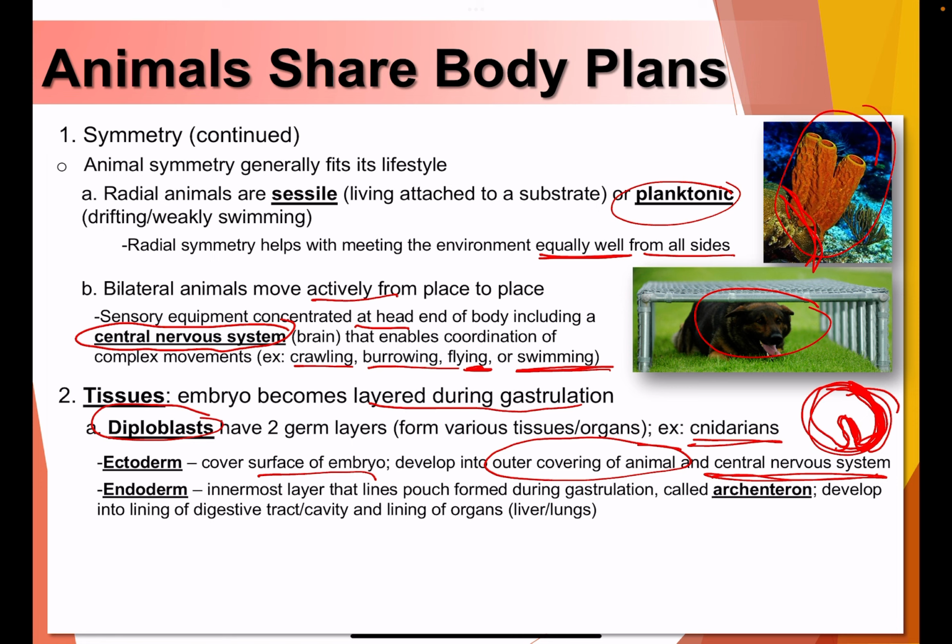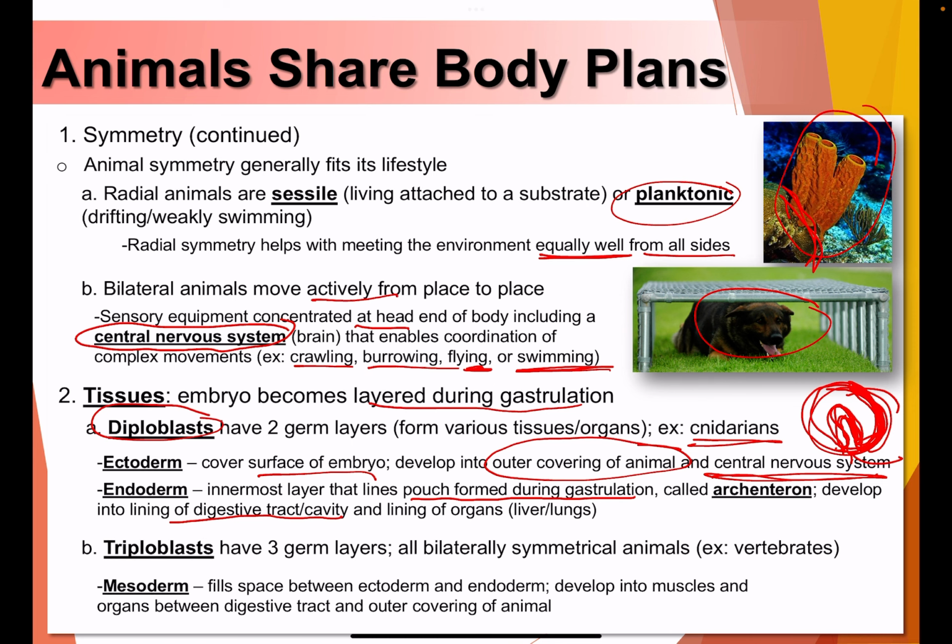Endoderm, on the other hand, is the inner layer that's formed by this indentation of gastrulation. That inner layer is called the endoderm, which is the innermost layer that lines a pouch formed during gastrulation. So there's that pouch right there within. This is the endoderm, and it surrounds a hollow space called the archenteron. Archenteron is what will ultimately develop into the lining of your digestive tract or digestive cavity, and then the lining of organs as well, such as your liver and lungs.